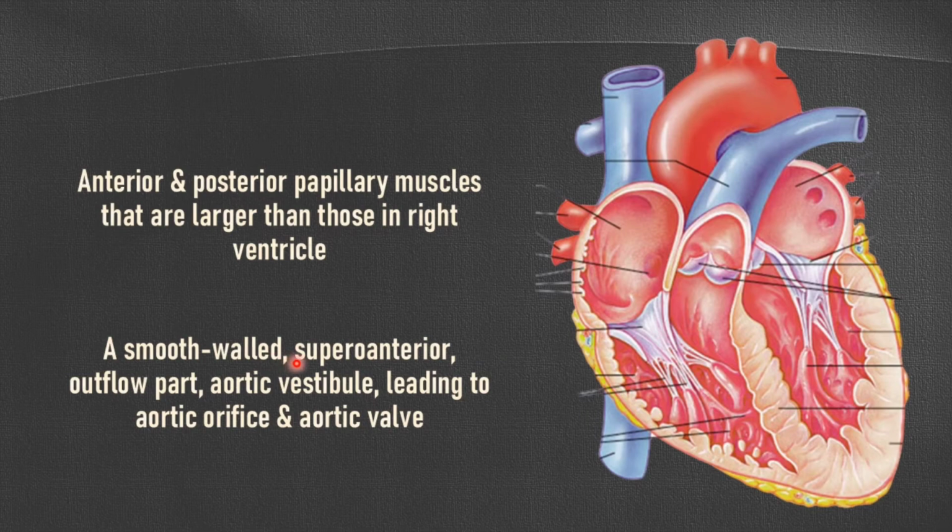So a smooth wall, superior anterior. This is superiorly, and as you can see, anteriorly, more anteriorly. This side is more posterior, and this is more anterior, and this is superior. The smooth superior anterior outflow part is called the aortic vestibule, leading to the aortic orifice and aortic valve. Through the aortic valve, it will enter into the ascending aorta, then arch of aorta, then it will go into the major vessels and descending or thoracic aorta, abdominal aorta, etc.